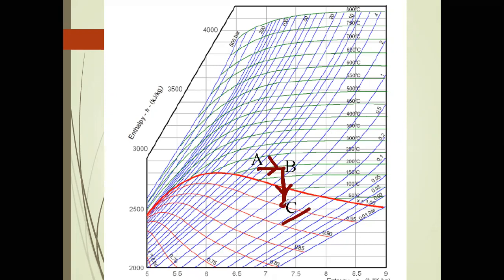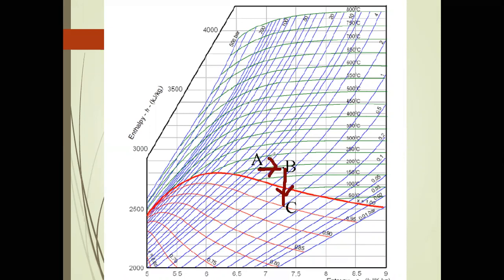And what is the dryness fraction? It is 0.95. But now the question is that there are two processes. One is A to B and the other is B to C. In these two processes, what are the entropy changes and what are the enthalpy changes?